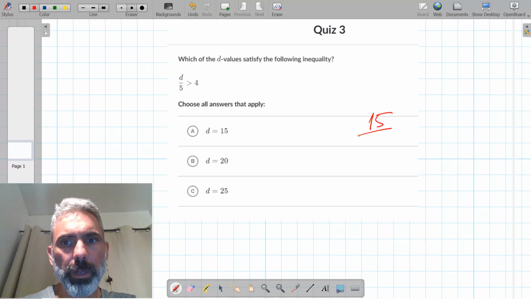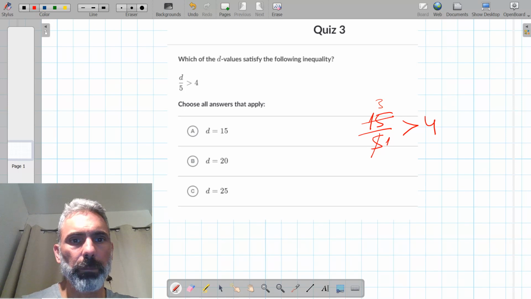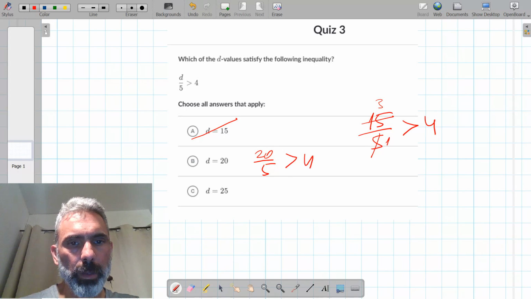15 divided by 5 has to be greater than 4. 15 divided by 5 is 3. So 3 is not greater than 4, so this does not satisfy the inequality. 20 divided by 5 has to be greater than 4. 20 divided by 5 is 4. 4 is not greater than 4, so this is incorrect.